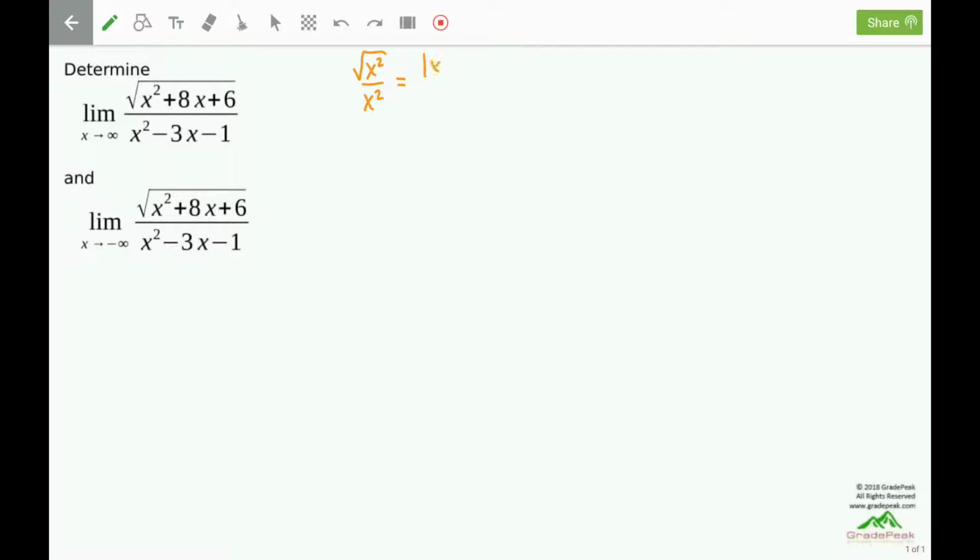The square root of x squared equals the absolute value of x. The absolute value of x equals positive or negative x, depending on whether x is positive or negative. One of the x's in the denominator can cancel with the x in the numerator, leaving a 1 in the numerator. And the result is positive or negative 1 over x. For the limit as x approaches positive infinity, x is positive, the absolute value of x will be positive x, the result will be positive 1 over x.